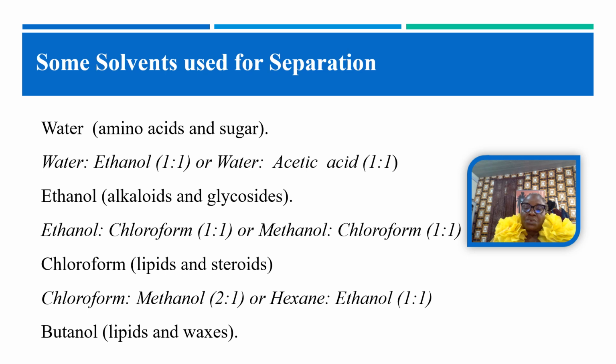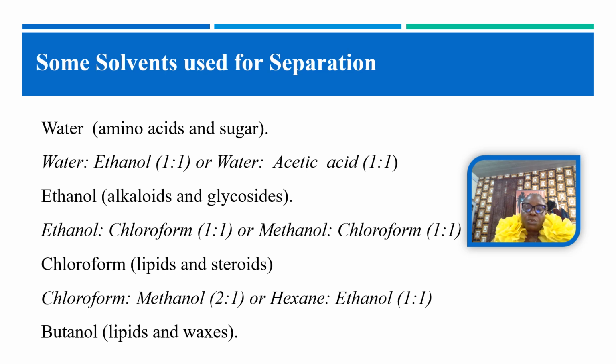Solvent composition. The composition of the solvent can affect the interaction between molecules, between cellulose and the substance, influencing the RF value. Water is good for separating polar substances, amino acids, and sugar. Water ethanol mixture of 1:1 or water acetic acid 1:1. Ethanol is polar, used in combination with water, can separate alkaloids and glucosides. Ethanol with chloroform 1:1 or methanol chloroform 1:1 ratio.